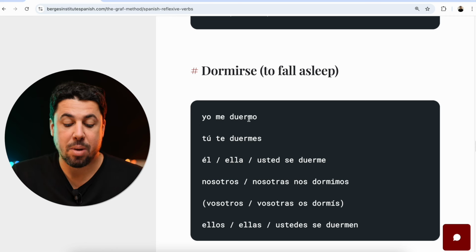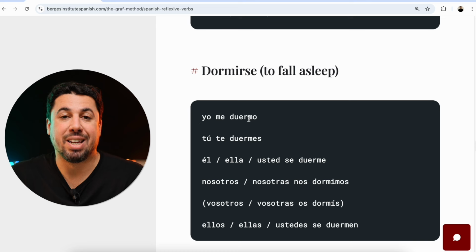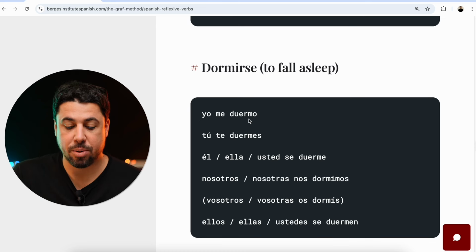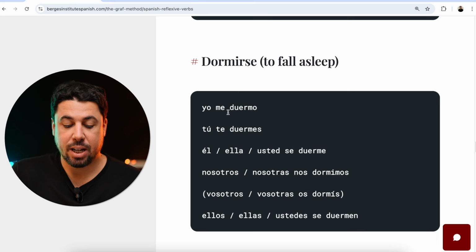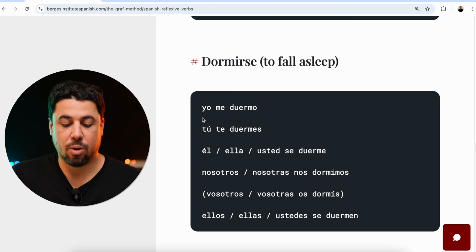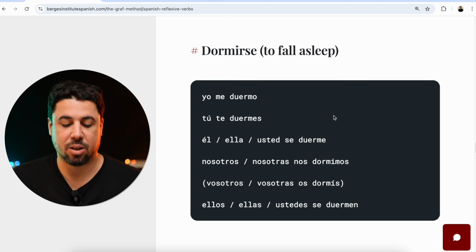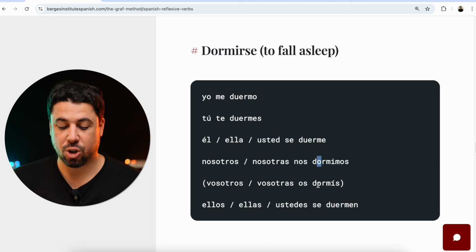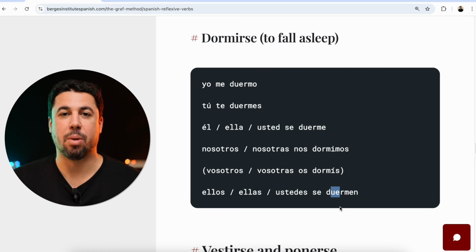It's just that dormir is a verb ending in IR, so we'll have to use the IR endings for regular verbs. So I fall asleep, yo me duermo. You fall asleep, tú te duermes. Next one, él, ella, usted se duerme. Nosotros, nosotras nos dormimos. Vosotros, vosotras os dormís. And ellos, ellas, ustedes se duermen.